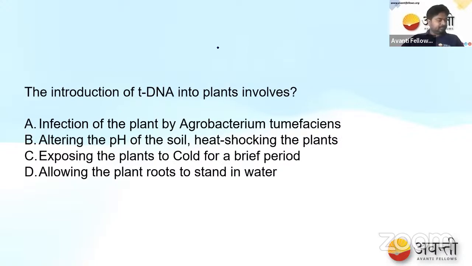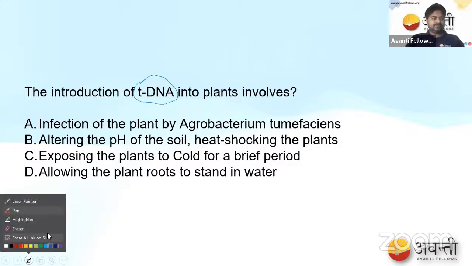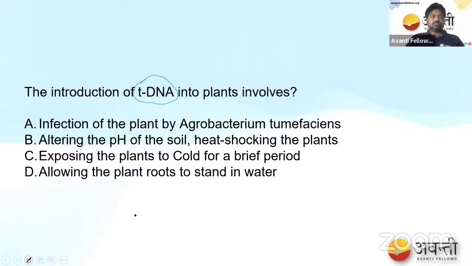Next question, question 2. The introduction of tDNA into plants involves which of these? Option A, infection of the plant by Agrobacterium tumefaciens; option B, altering the pH of the soil; heat shocking the plants, option C, exposing the plant to the cold for a brief period; option D, allowing the plant roots to stand in water.